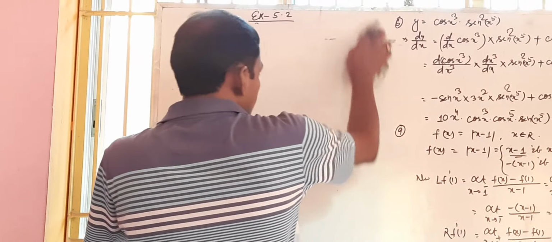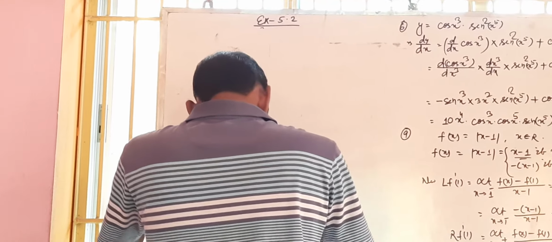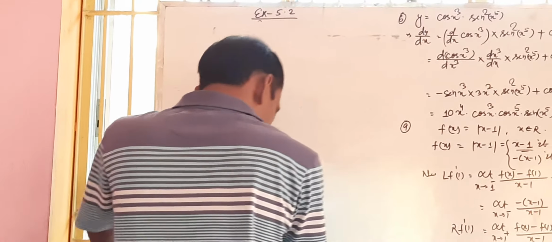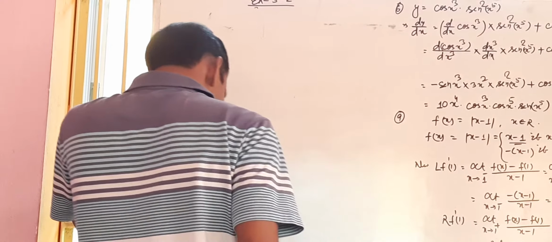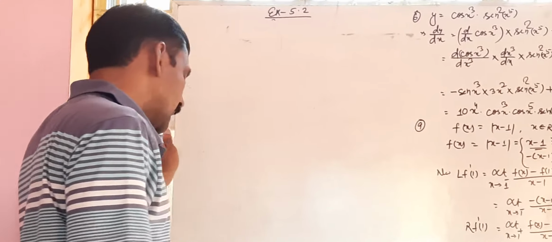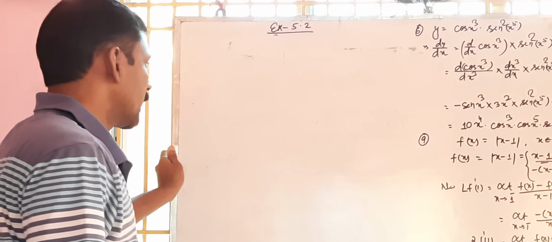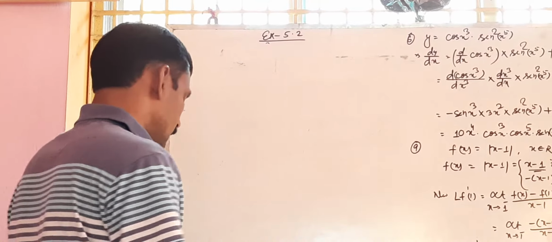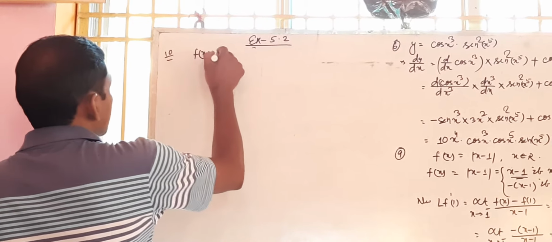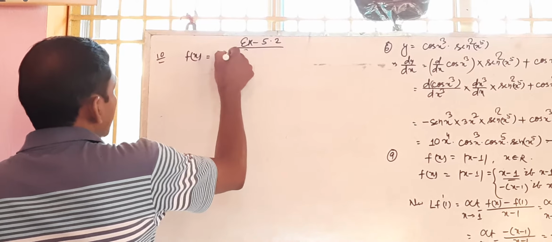The greatest integer function defined by f of x equal to bracketed x, given the condition 0 is less than x is less than 3, is not differentiable at x equal to 1 and x equal to 2.